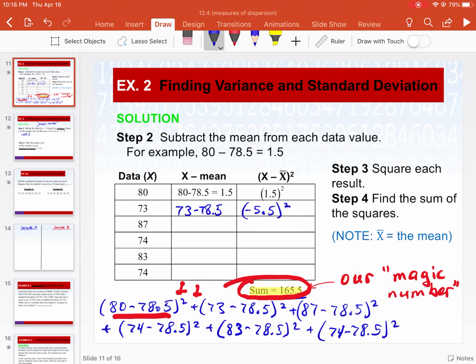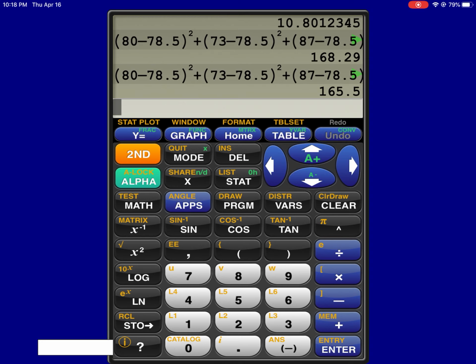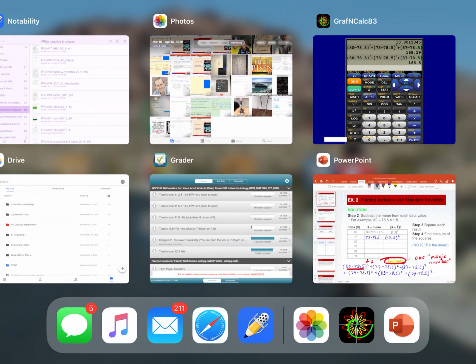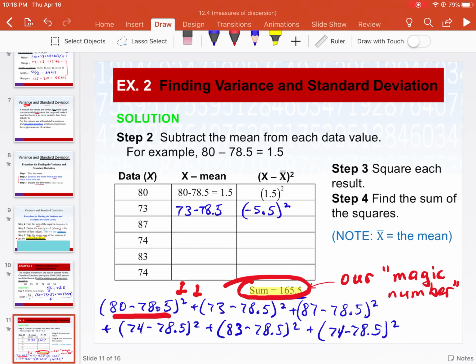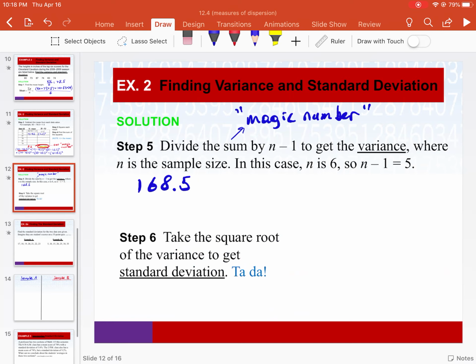Did I write it down wrong? Let me double check. 165.5. Look at that. I am screwing up left and right. 165.5. It says it right there, and it says it right there. Okay. Oh my goodness. You got to be so careful.